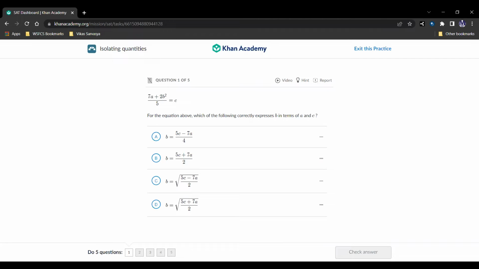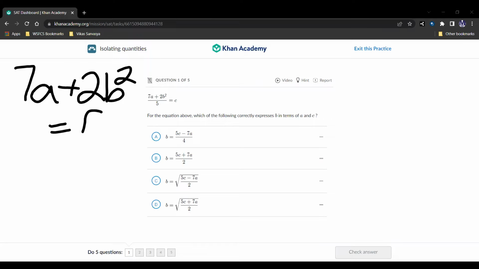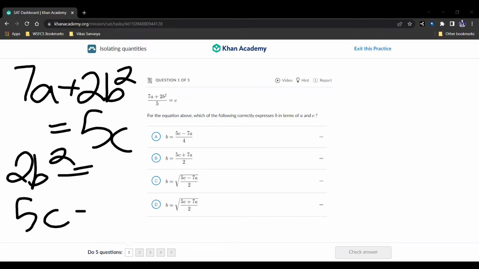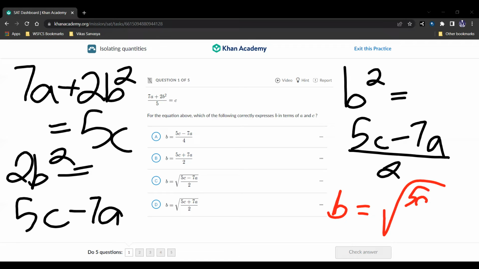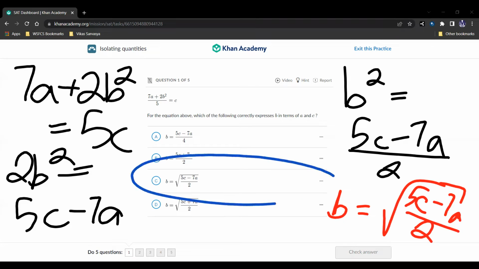We can multiply by 5 on both sides to get that 7a plus 2b squared equals 5c. Then we subtract 7a from both sides. 2b squared equals 5c minus 7a. We divide by 2 to get that b squared equals (5c minus 7a) over 2. And then we take the square root of that, and that gives us that b equals the square root of (5c minus 7a) over 2, which is going to be answer choice C.